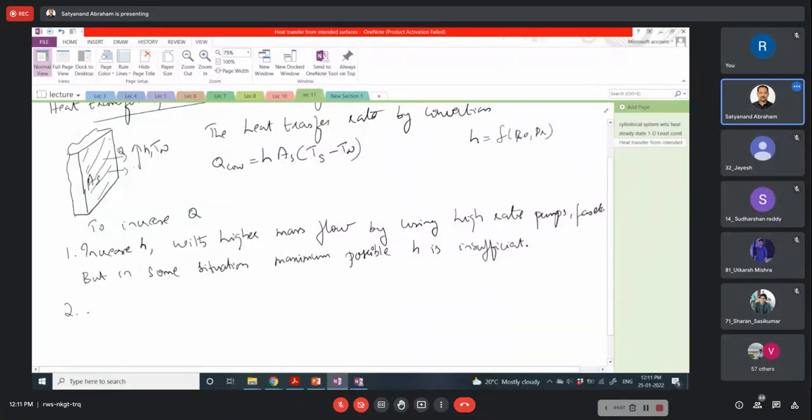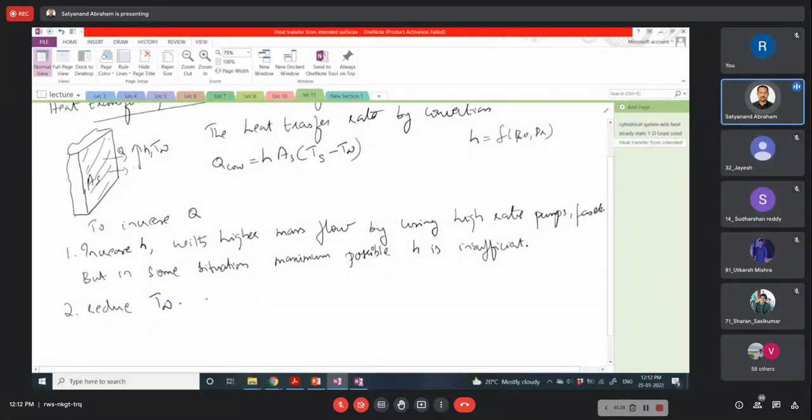And the second one is what we can do with the temperature. We can reduce T infinity. If you are reducing T infinity, we are increasing the potential. So therefore, total heat can be reduced. But the issue is that in many of the conditions, T infinity is the ambient temperature itself. So we have to cool it to the ambient condition. So we cannot reduce the ambient temperature. That is fixed. With the season and all, it varies, but it is not in our control.